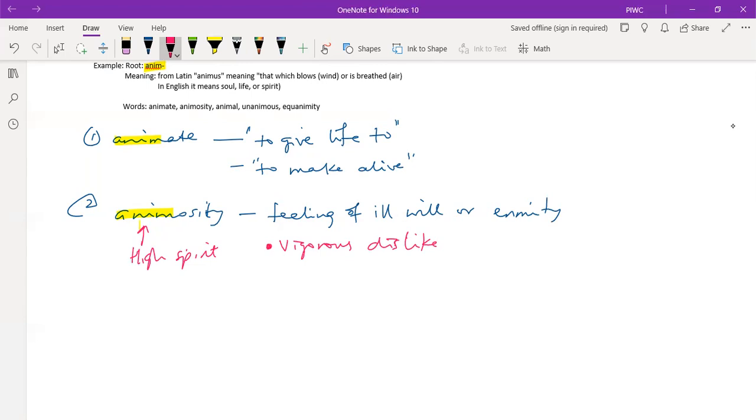So it's like you vigorously dislike somebody. Then animal, like any living thing or being, right? So that'll be animal. So anything like animalistic, it means the person is behaving like an animal.